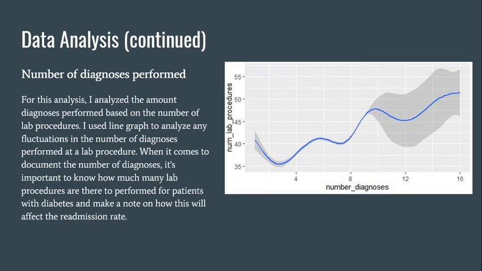Next is the number of diagnoses performed. For this analysis, I designed this bar graph right here. I'm sorry, line graph, and as you can see, this line graph decreases and then increases. So there's a big fluctuation right there. When I see these types of graphs, I like to call them spikes. There's an increase and then a decrease and then an increase, and it's not level. So I thought that was really interesting.